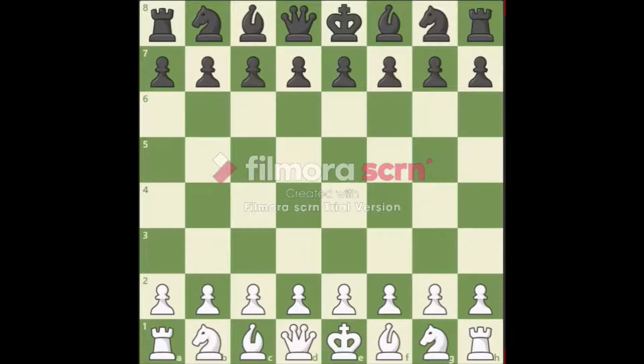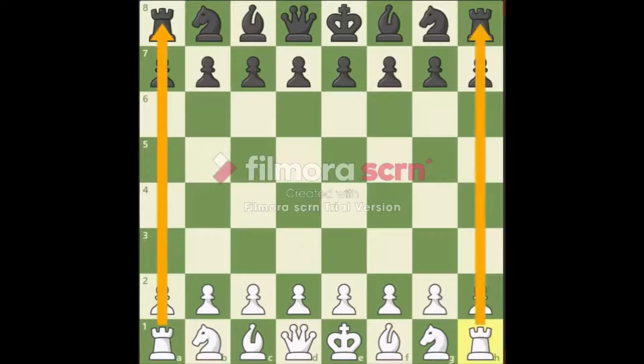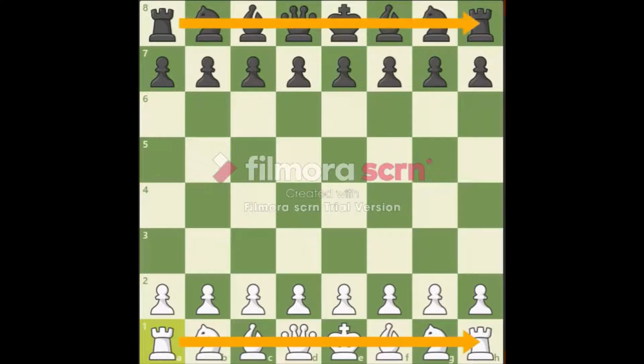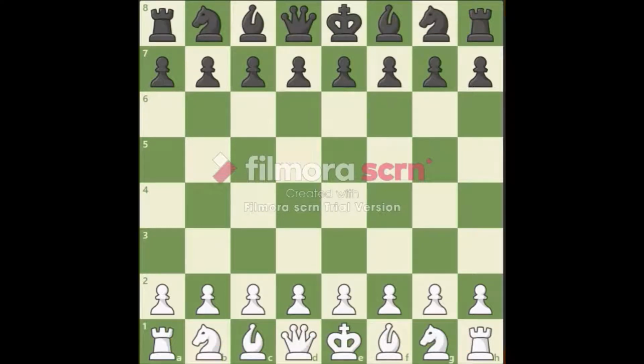Every file in chess is given a letter, starting from A on the left side of the board and going to H on the right side of the board. Every rank is given a number, starting with 1 on the right side of the board and going all the way to rank 8. Each square is named with its coordinate pair.